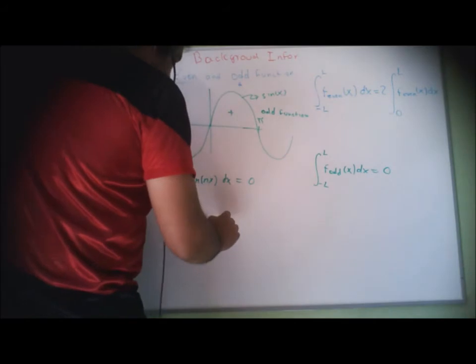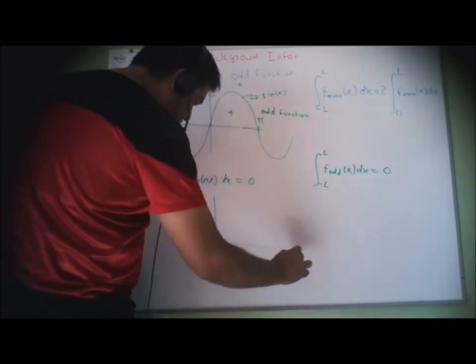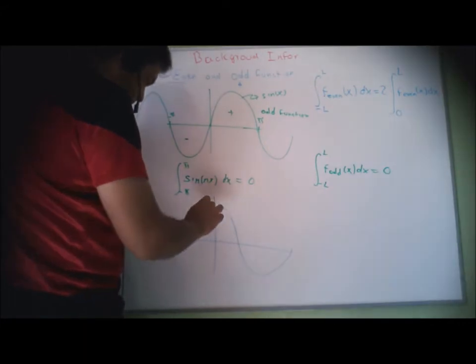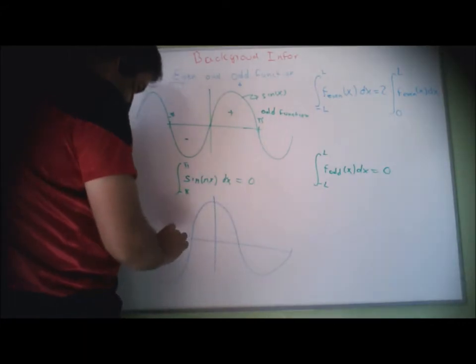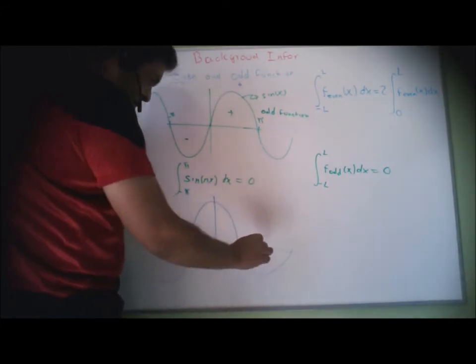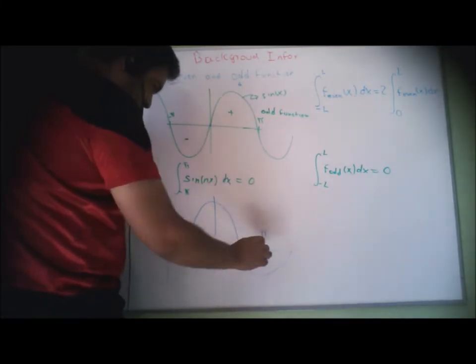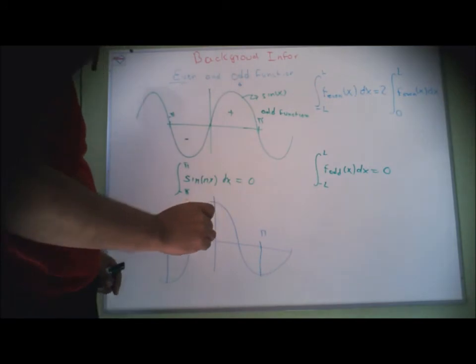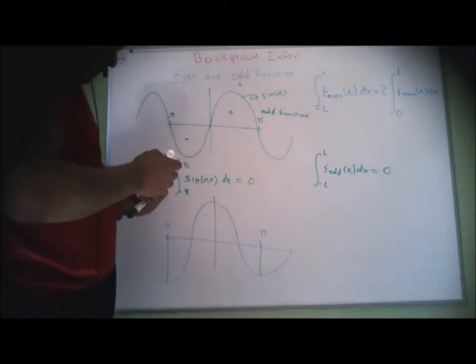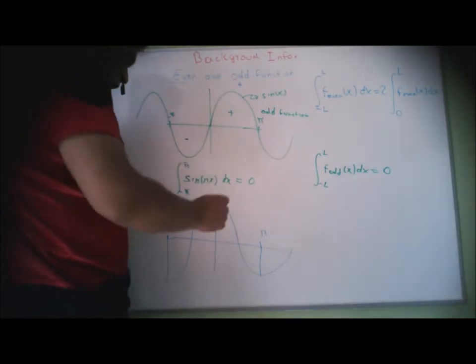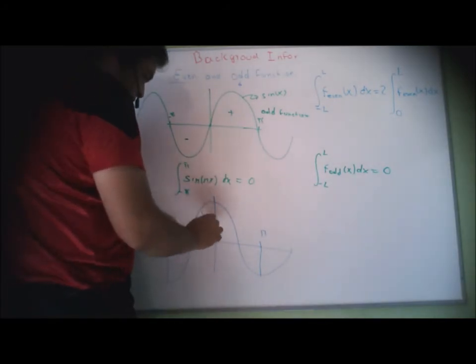Now what about the cosine? If you remember, the plot of the cosine is something like this. Now this is minus pi and this is pi. All right. Now tell me, what is the area under the curve?